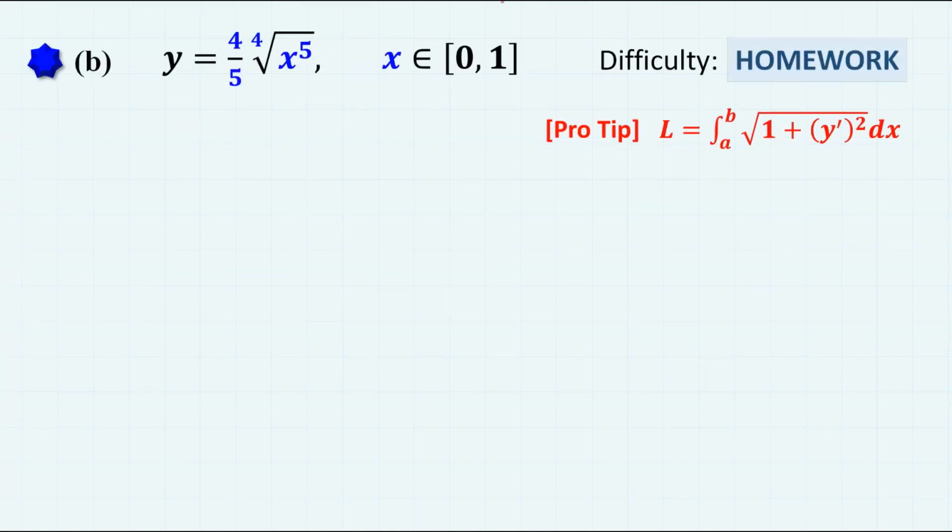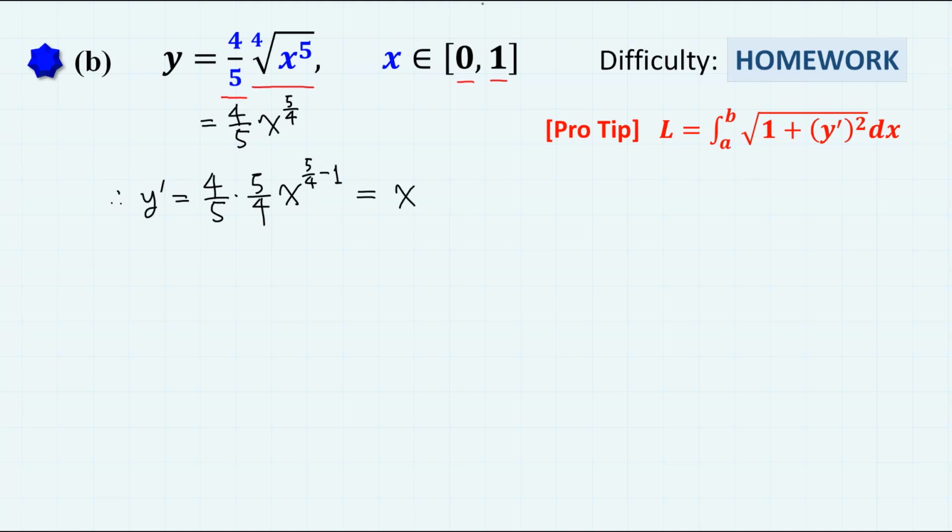Let's move on to the next problem. Now the curve is y equals 4 over 5 times the 4th root of x to the power of 5, and the interval is from 0 to 1. Notice that we can write the function as 4 over 5 times x to the power of 5 over 4. Hence the derivative is 4 over 5, then 5 over 4 comes down, and x to the power of 5 over 4 minus 1, which gives x to the power of 1 over 4.